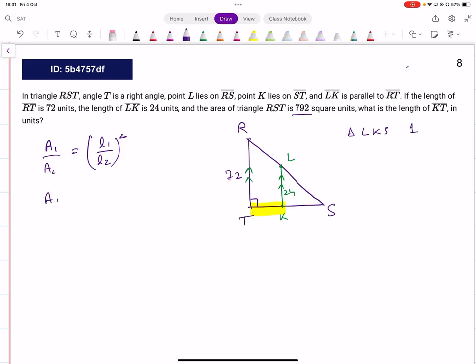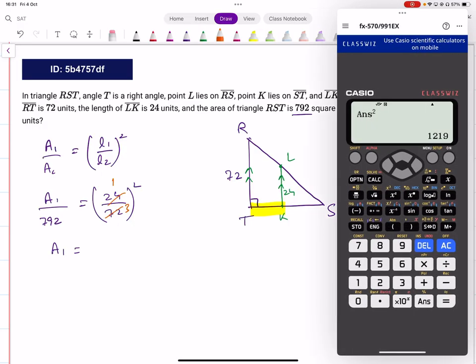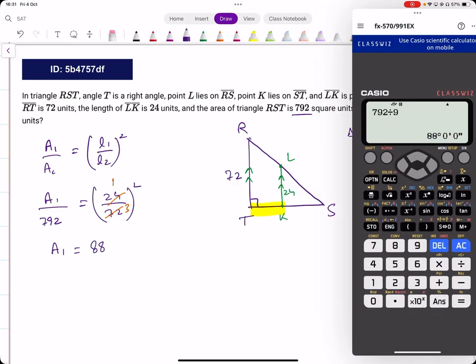So iska area kya aayega? A1 over 792. Let's take a corresponding side for this, 24. 24 over 72 whole squared. And that will give us A1, area of the smaller triangle. Is that okay? This gives us 1 over 3, so 1 over 9, so you'll get 792 divided by 9, and that's 88. That's the area of the smaller triangle. Okay?